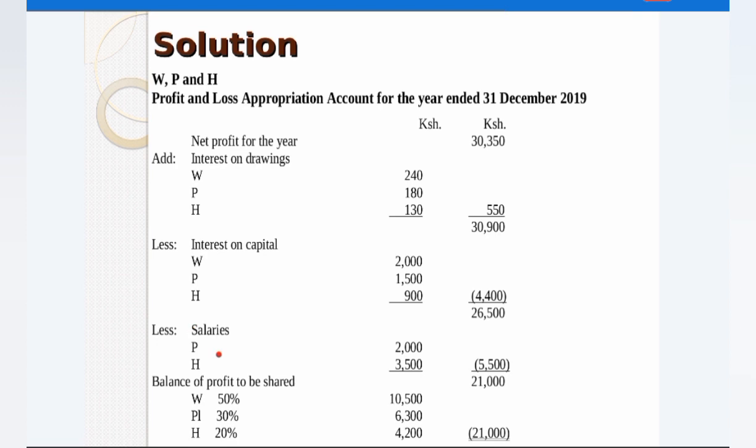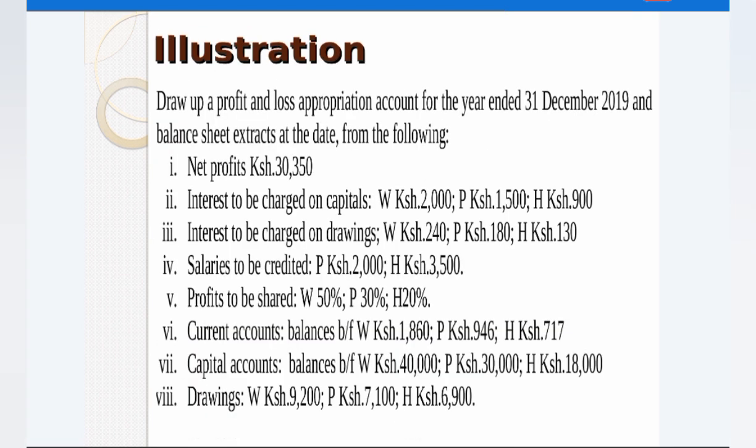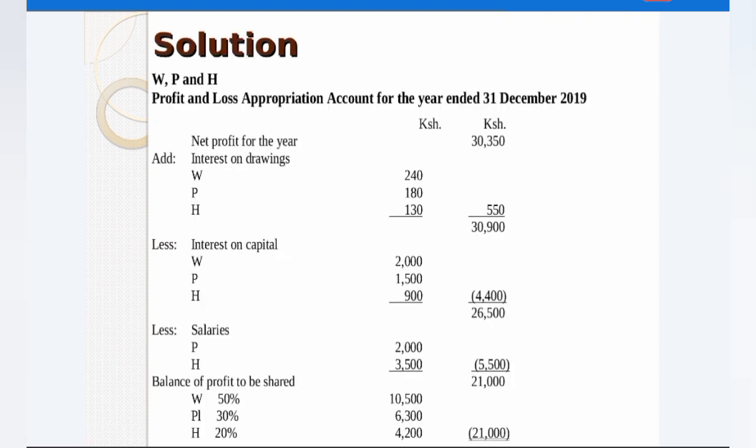Then you are supposed to less the salaries, and the salaries we have been given for only two partners, P and H. You can see the salaries under number 4. The salaries to be credited for P is 2,000 and 3,500 for H. So when we total the two, that's 2,000 plus 3,500, we get 5,500. So when we less this from the 26,500, we get 21,000.